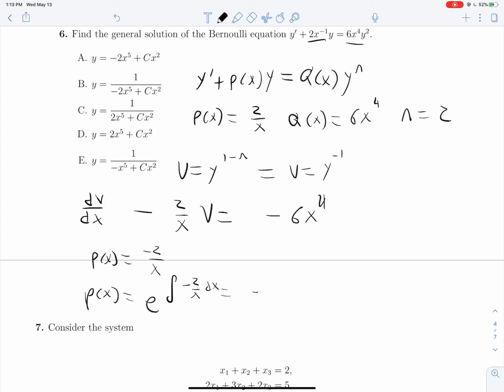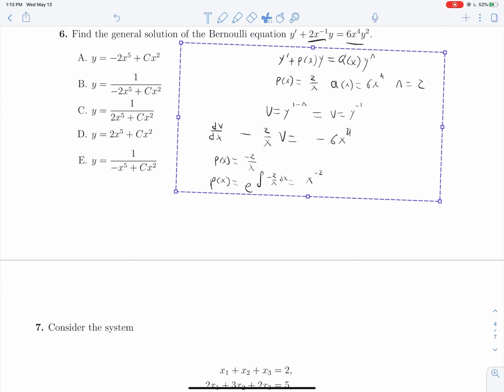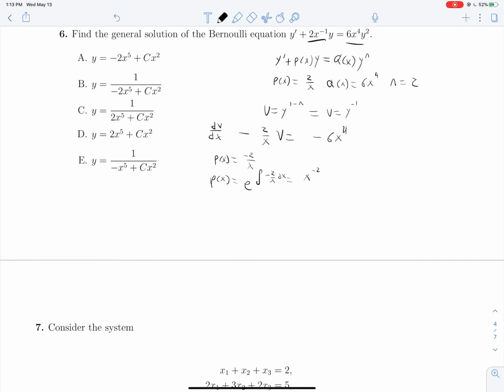That gives us e to the negative 2 ln x, or just x to the negative 2nd power. And then we can solve directly for v. I'm actually going to shrink a lot of this stuff down so that I have some more room to work.